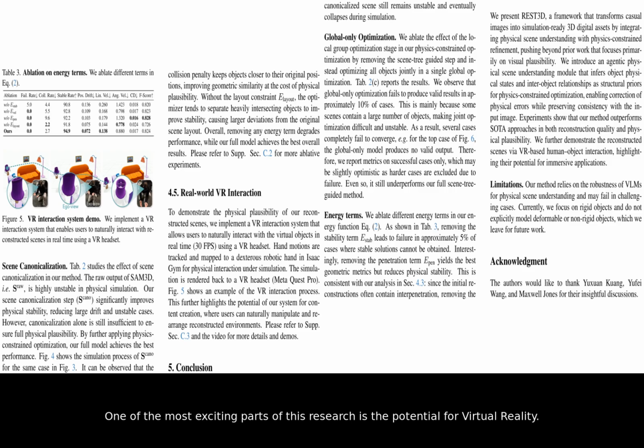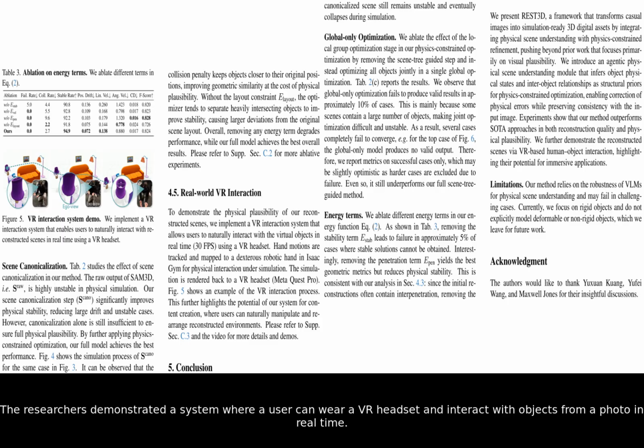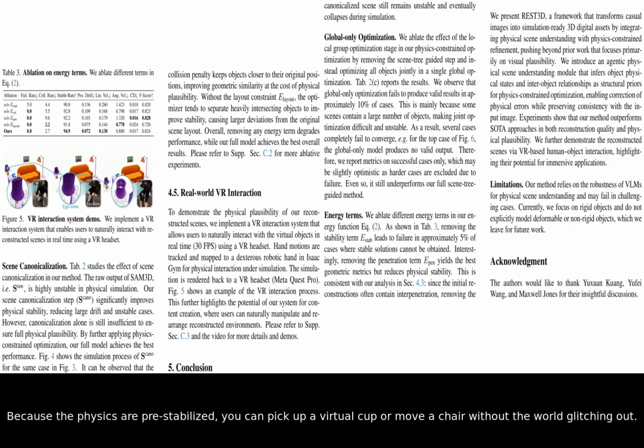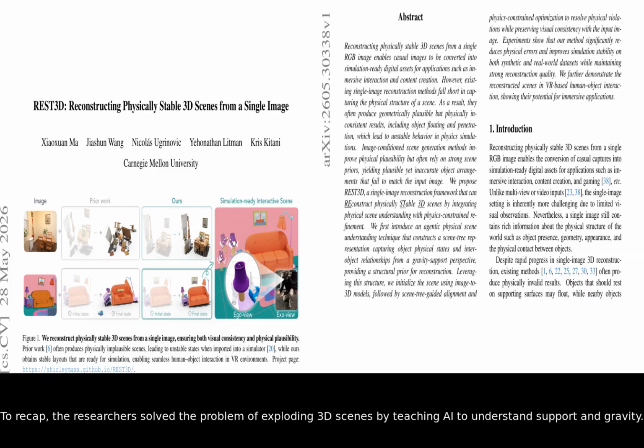One of the most exciting parts of this research is the potential for virtual reality. The researchers demonstrated a system where a user can wear a VR headset and interact with objects from a photo in real time. Because the physics are pre-stabilized, you can pick up a virtual cup or move a chair without the world glitching out. This could revolutionize how we build digital twins of our own homes or create interactive gaming environments.